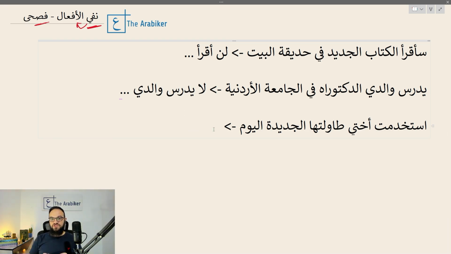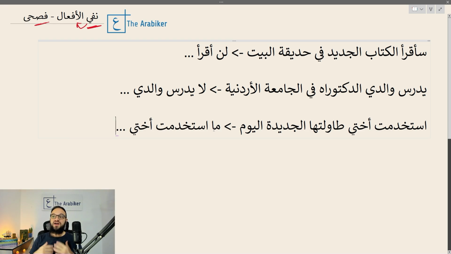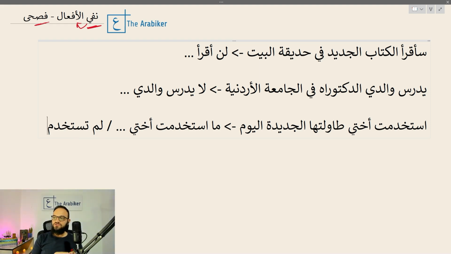For the third one, which is a past sentence, we will say ما استخدمت أختي طاولتها الجديدة اليوم, which means my sister did not use her new table today. But we have another way to negate this past sentence by using لم تستخدم, and the rest goes the same. لم تستخدم أختي طاولتها الجديدة اليوم.